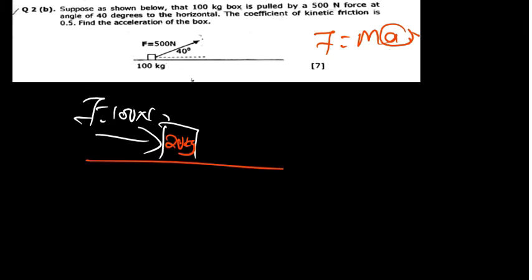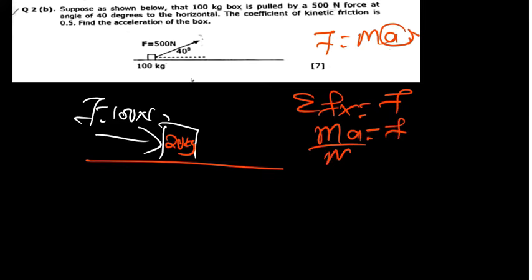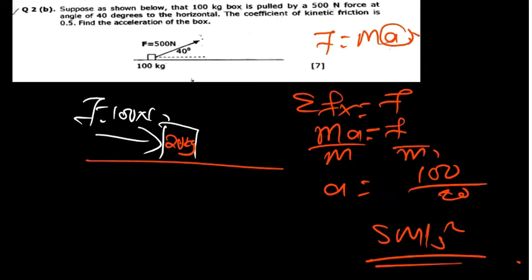To find the acceleration, you are going to say the summation of the forces in x direction. The only force which is acting in x direction is the applied force, meaning that this is going to be replaced with mass times acceleration. So ma is going to be equal to the force, divided by m. Acceleration is going to be equal to the force, 100, divided by 20. Meaning my acceleration is going to be 5 meters per second squared. We don't have friction.